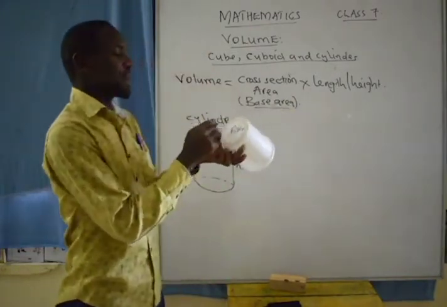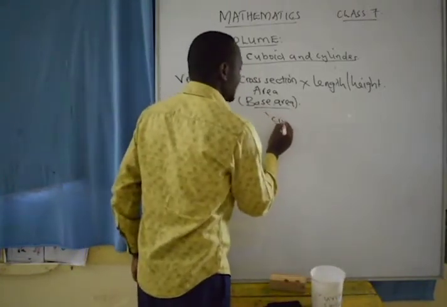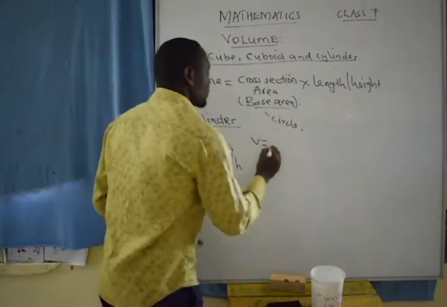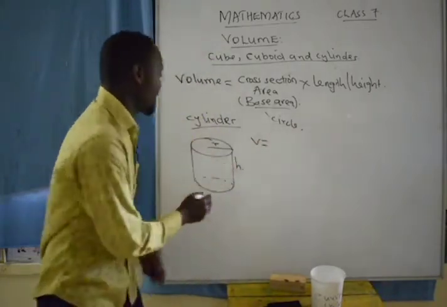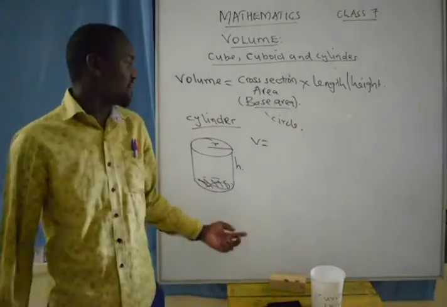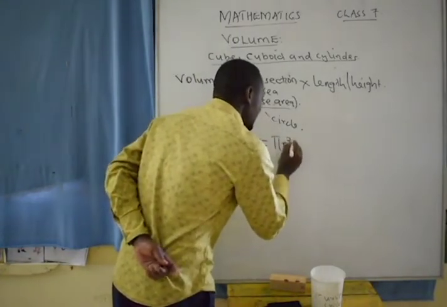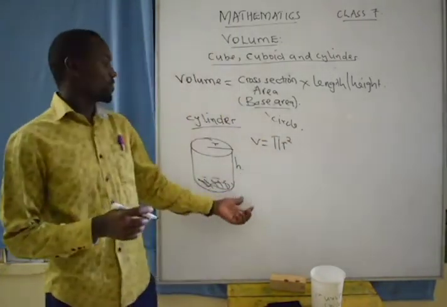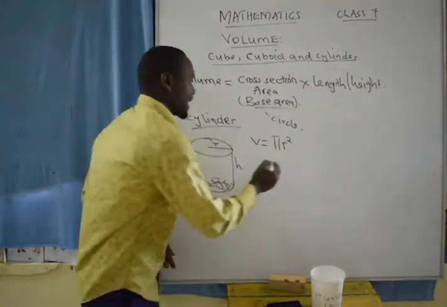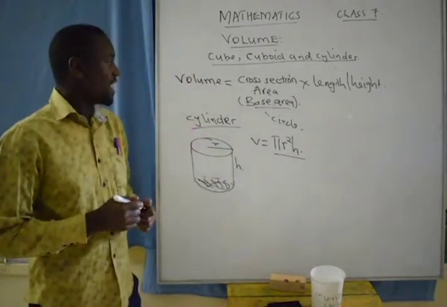So the base area, you can see it is a circle. Base area in a cylinder is a circle. How do you get the area of a circle? So volume is equal to the base area, whereby the base is a circle. Area of a circle is given by the formula pi r squared. Then because we are getting volume, we get the base area, that is pi r squared, times the height. That is the formula for getting the volume of a cylinder.